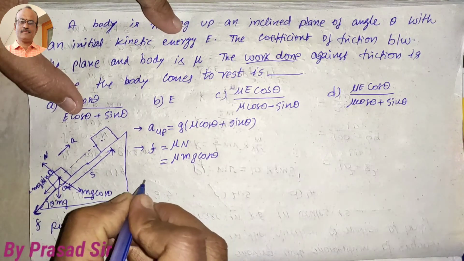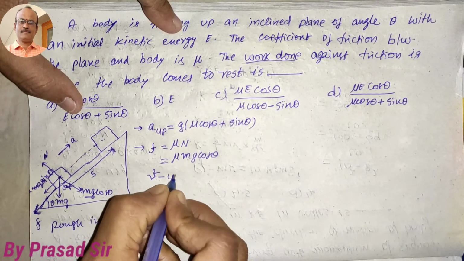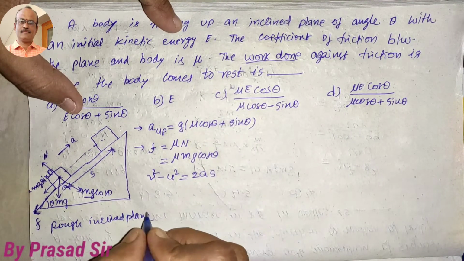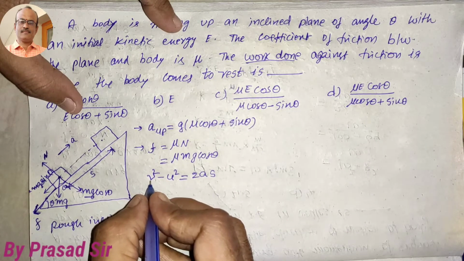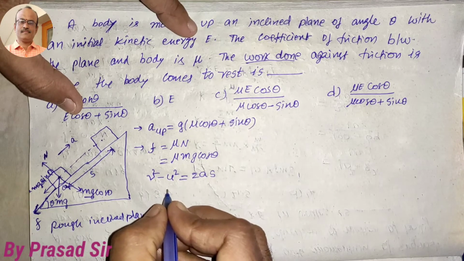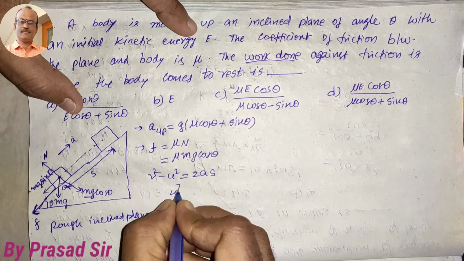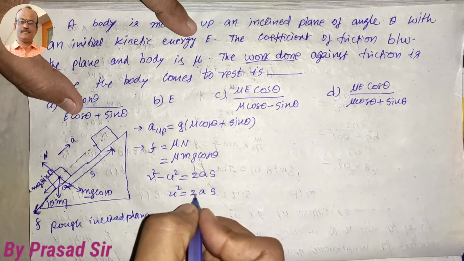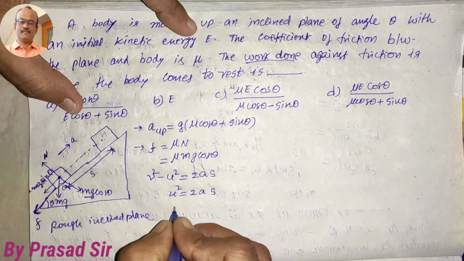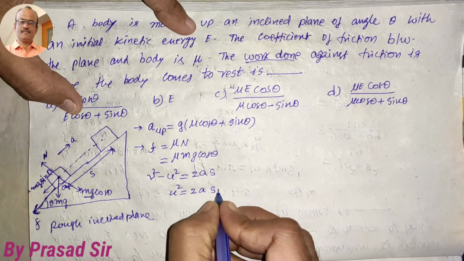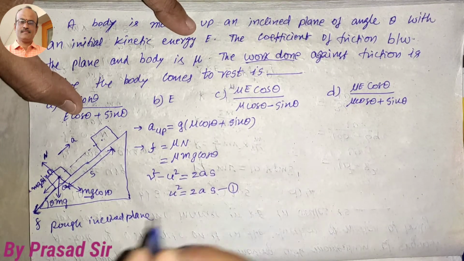To calculate the displacement, we know the formula v square minus u square equal to 2as. Whenever the body reaches a particular height, its velocity becomes 0. So in this particular case, u square is equal to 2as. Since it is in the opposite direction, there is also a minus. That's why I will take this as u square is equal to 2as. I will take this as the first equation.